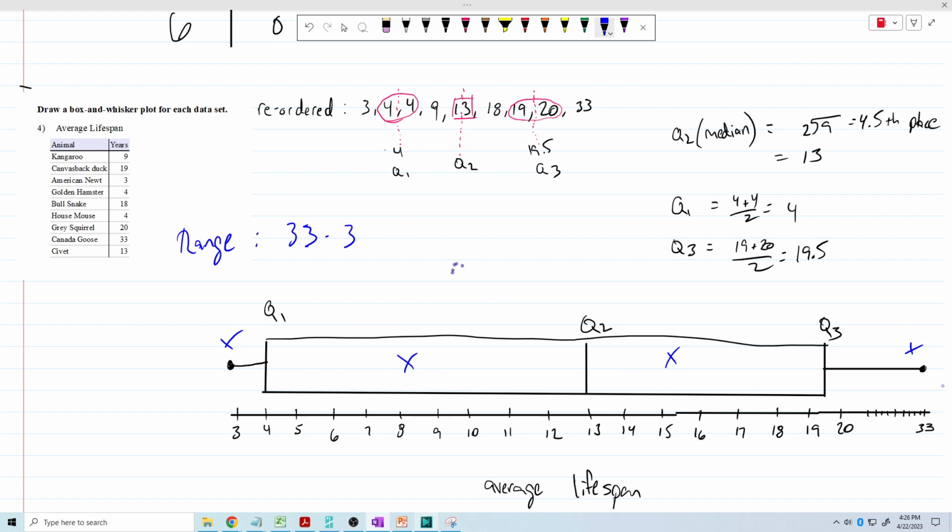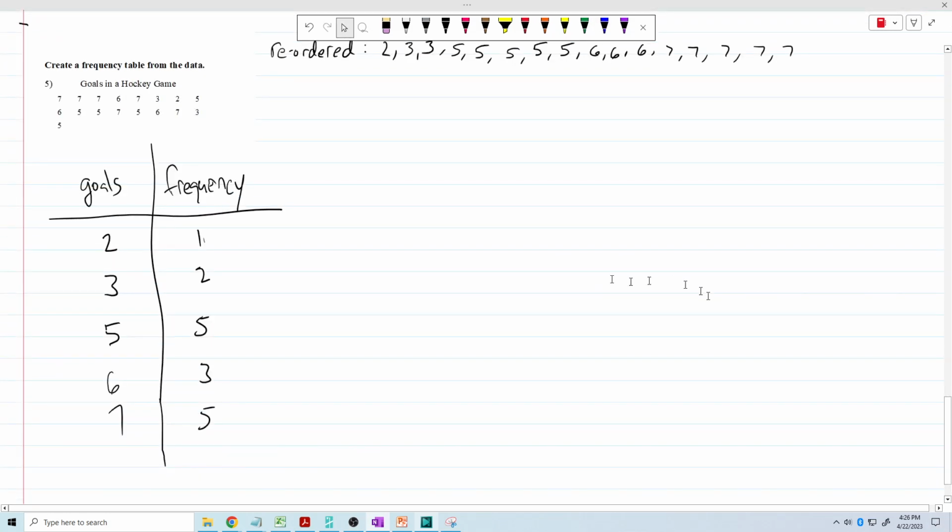That's the beauty of the box and whiskers. You can see the spread of the data. How tightly compact is it? Or in this case, it's very spread out. So again, that's the beauty of visualization. And box and whisker happens to be my favorite. Anyways, so last one. This one's not too bad.